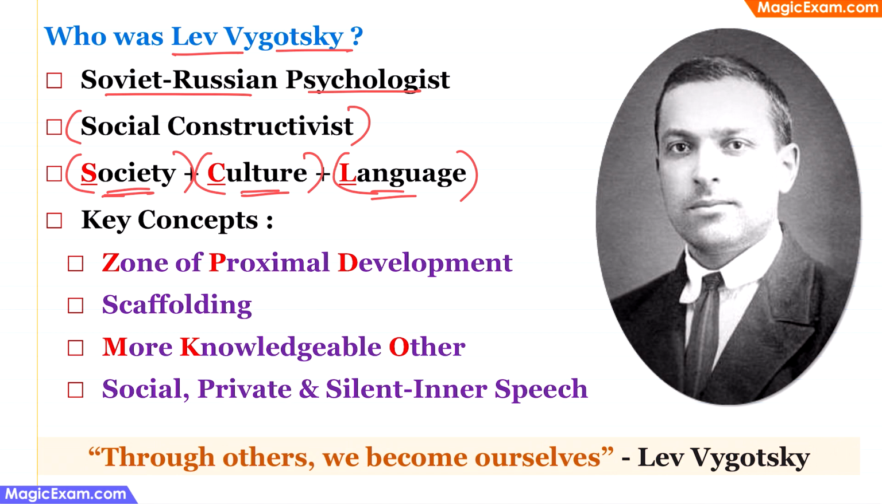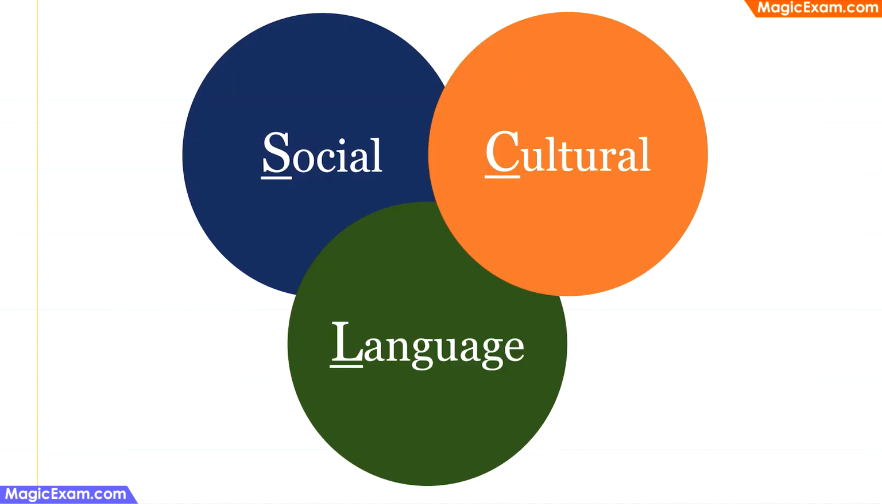The key concepts that we will be discussing about Lev Vygotsky's theories are the zone of proximal development and scaffolding and the concept of more knowledgeable other. We will also be talking about the various types of speech, that is social speech, private speech and silent inner speech. So in the next few slides we will discuss a lot more about these various concepts. Like I said, Lev Vygotsky's theories and concepts are based on three main components: social, cultural and language.